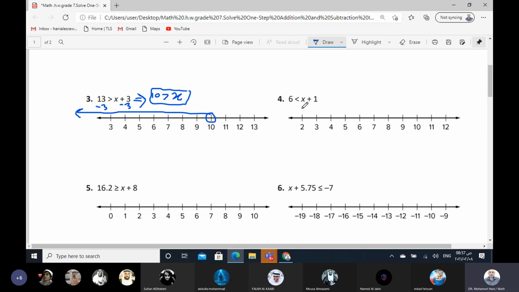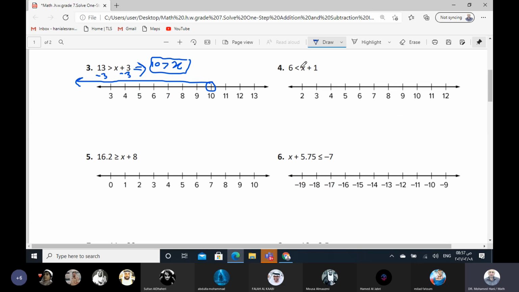Exercise number 4. Here, as you see, we have 6 less than x plus 1. So try to remove plus 1 here. So subtract 1 from the two sides. 6 minus 1 will be 5, less than x.